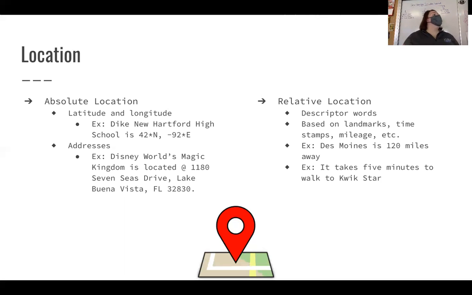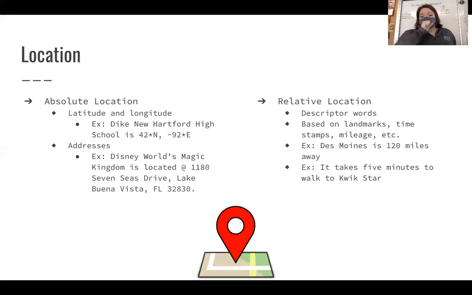However, you guys are way more apt in daily life to use relative location when it comes to location, okay? Relative location goes off of using descriptor words or using landmarks, timestamps, mileage, et cetera, okay? So I got a couple examples there for you.